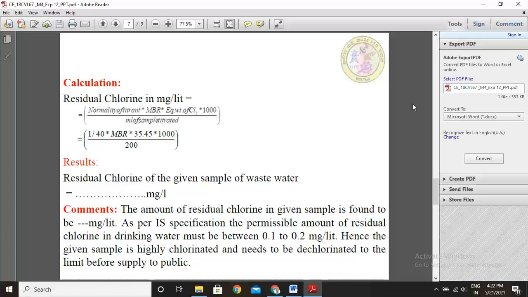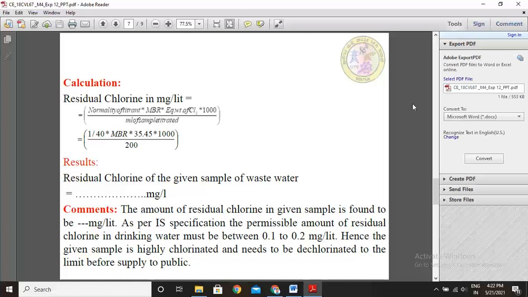Residual chlorine in milligram per liter is given by the formula: normality of titrant into MBR into equivalent weight of chlorine into 1000 divided by ml of sample titrated. In this formula you write the values. Normality of titrant means 1 by 40 into MBR obtained from the table. Equivalent weight of chlorine is 35.45, into 1000, divided by ml of sample titrated, that is 200 ml. So now we get the result from the formula. Residual chlorine of the given sample of wastewater is this much milligram per liter.